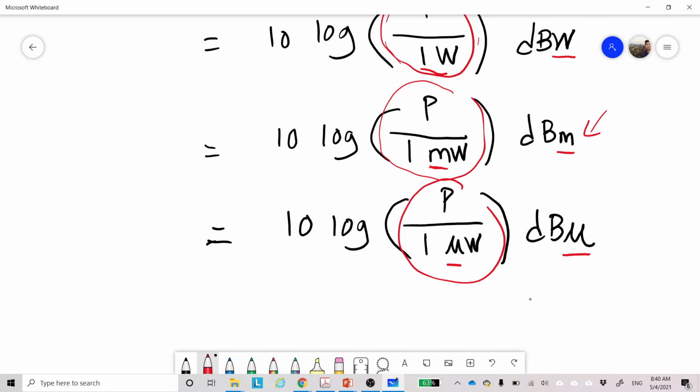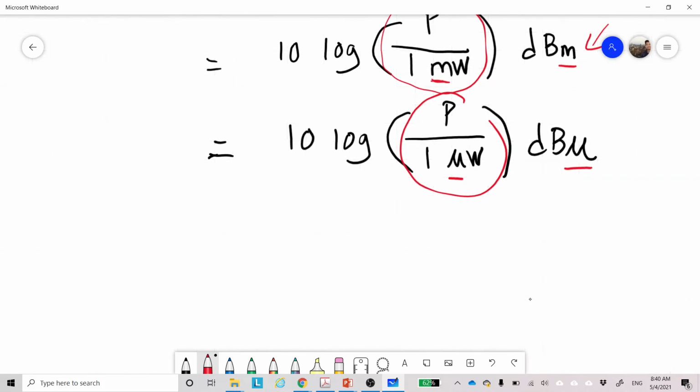Okay, so what you need to do is always practice how to calculate this dB, dBW, dBm, and also dB micro. In the test later, these kinds of questions are going to come up, and also in the final maybe. So you need to practice how to calculate this.